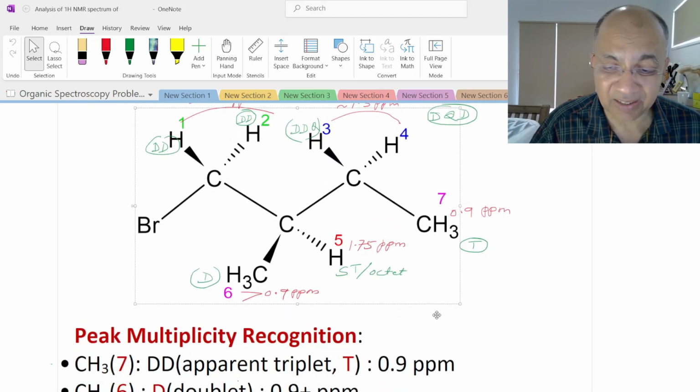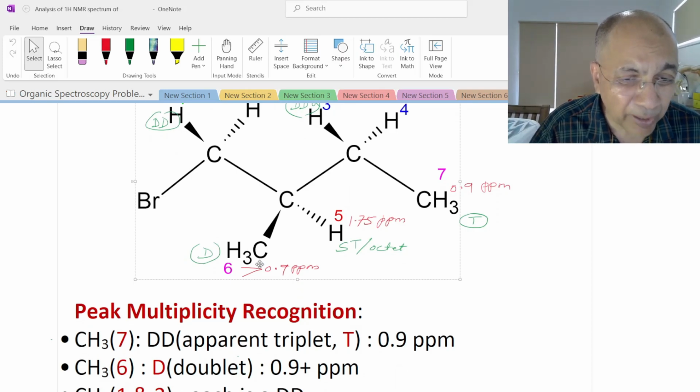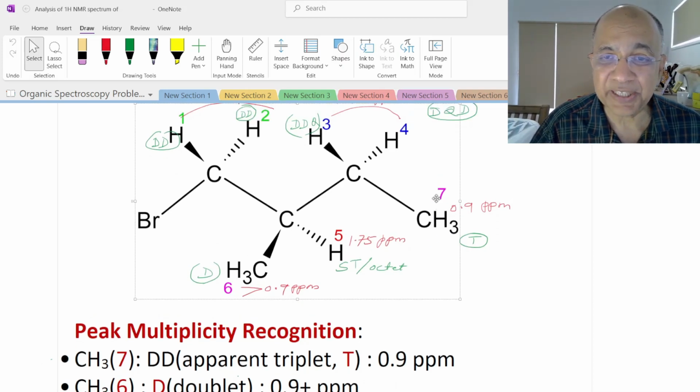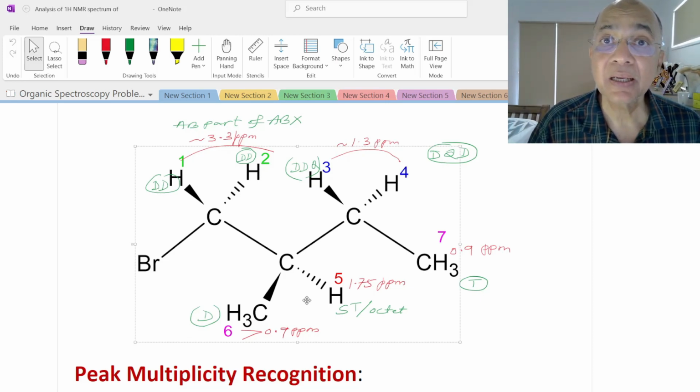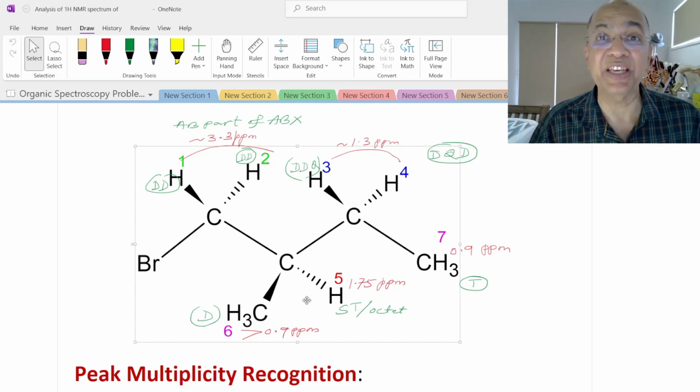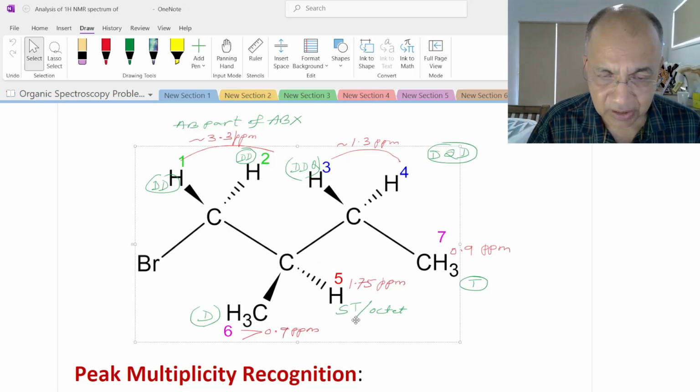This is 0.9, this one is a little more than 0.9, and this will be a triplet, and this methyl will be a doublet, and these two in the vicinity of 1.3, these two in the vicinity of 3.3, but the peak multiplicity pattern is very interesting. Let's first talk about this one.